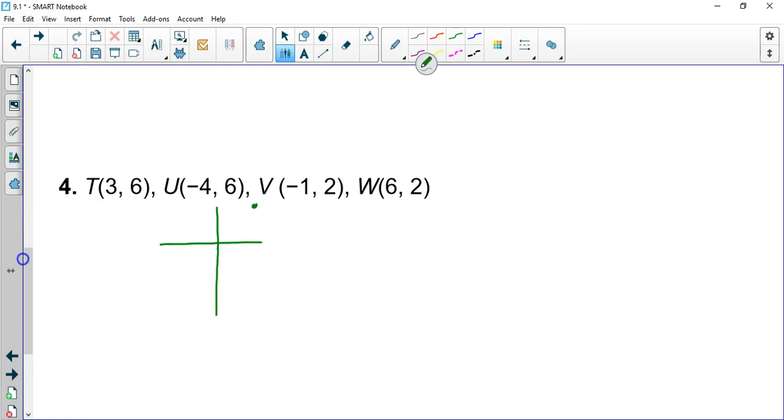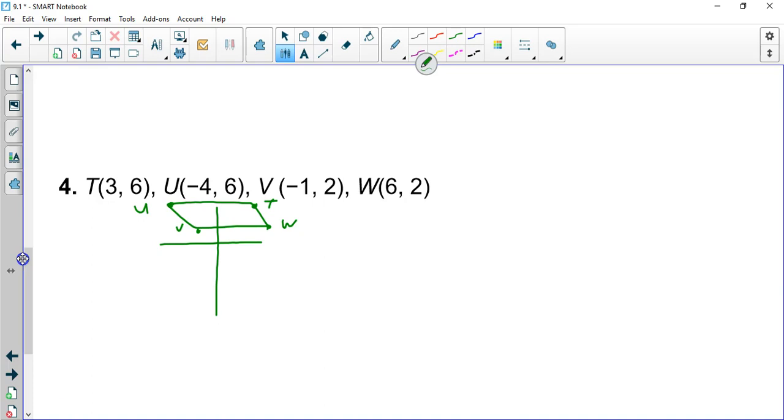3, 6 would be up here. That's T. Negative 4, 6 would be up here. That's U. Negative 1, 2 is going to be right here. That's V. And 6, 2 is going to be out here, and that's W. Okay, so if you think about it, you have what looks like a parallelogram.